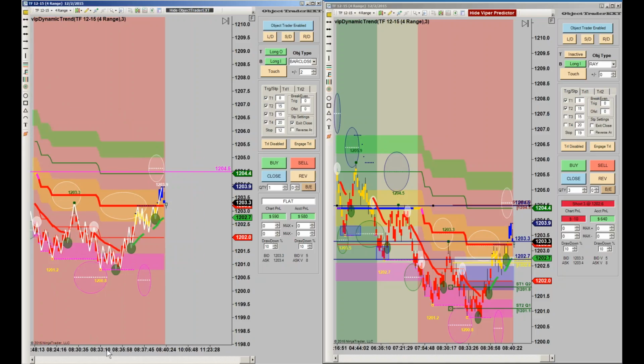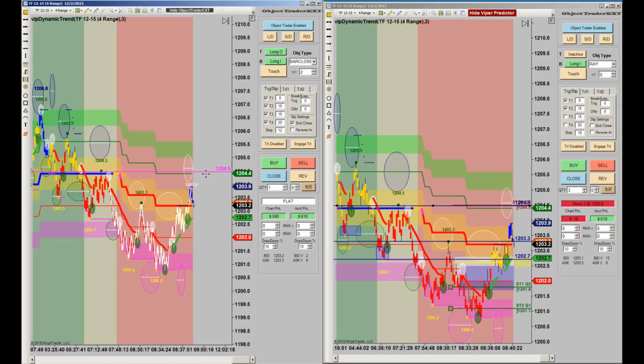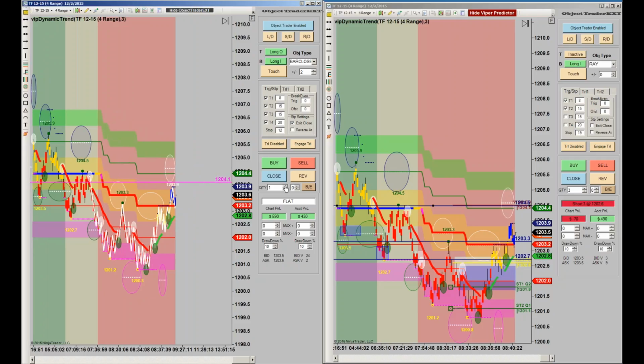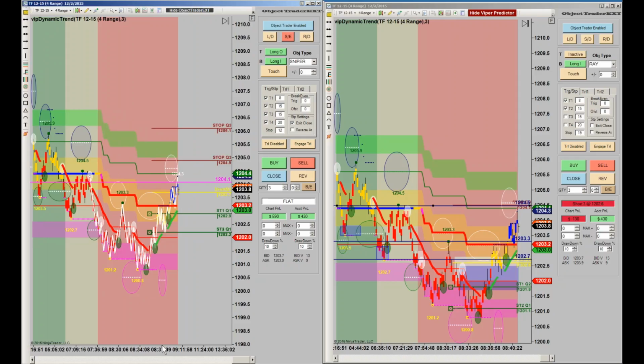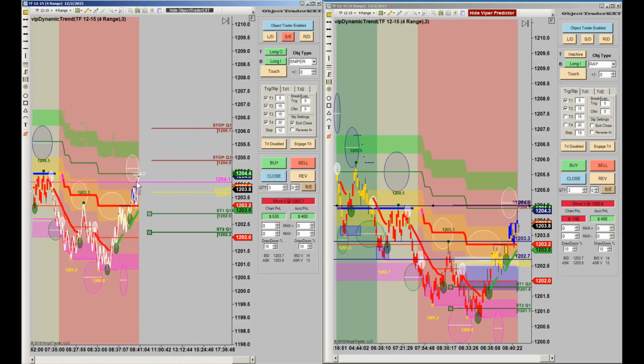It's telling us that they should go right up to this ellipse. So I'm going to go ahead and short this ellipse on this chart. Didn't get it set up in time. That's good for me though. See it hit the ellipse. Put my stop nice and tight.